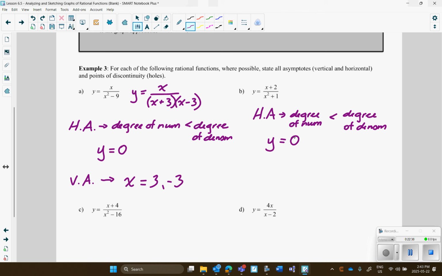The vertical asymptote, what value of x makes the denominator 0? There is none. It's impossible to get it. So therefore, and there was no canceling, so there's no holes. So there's no vertical asymptote.